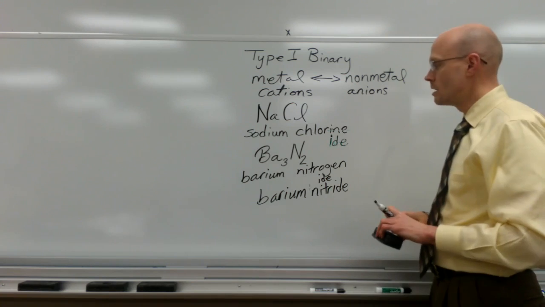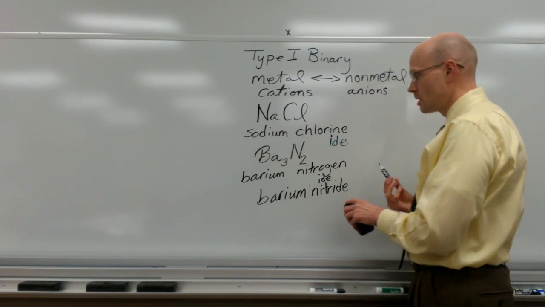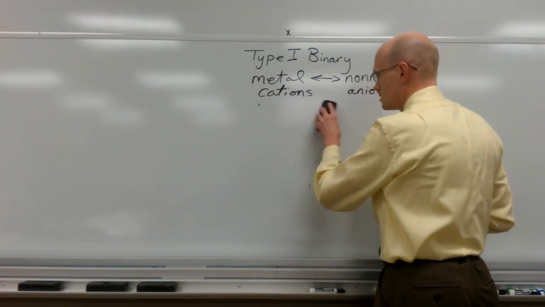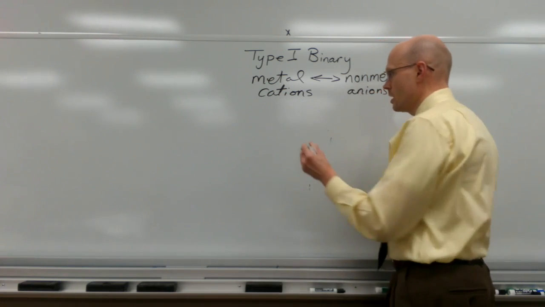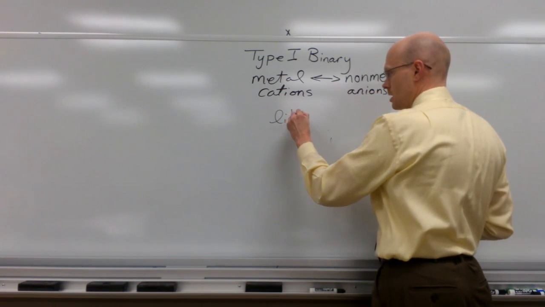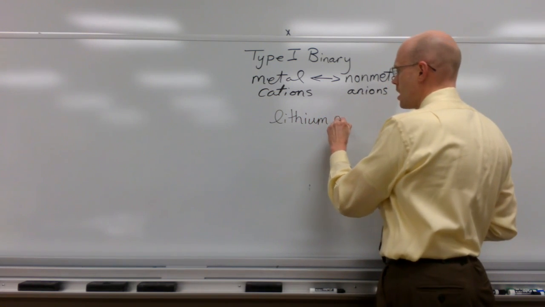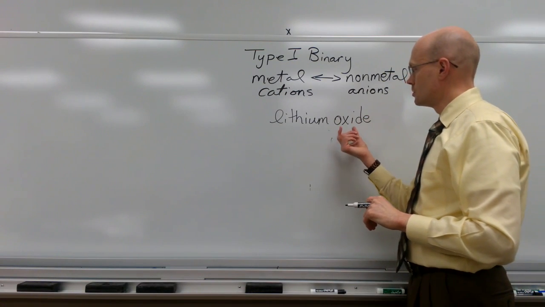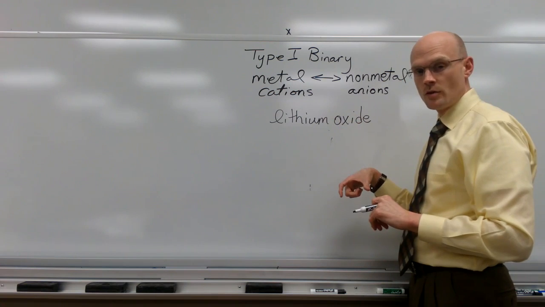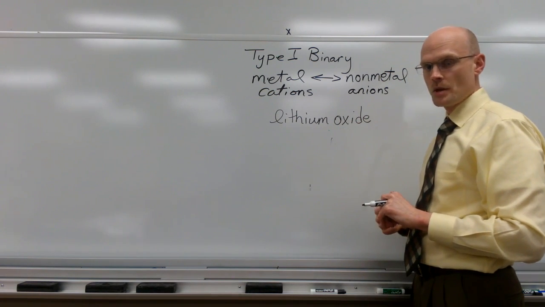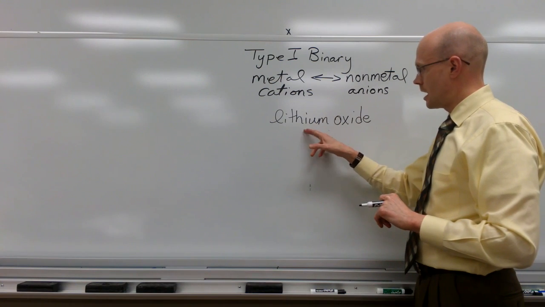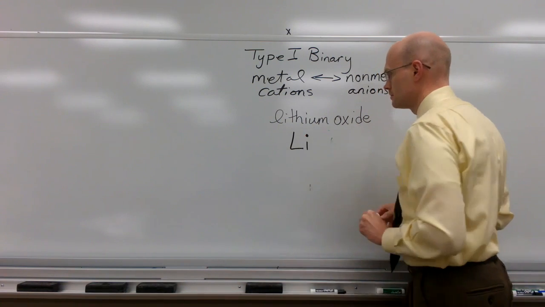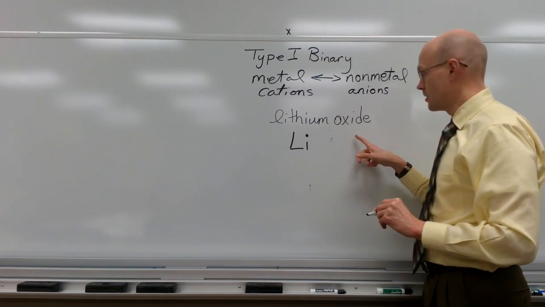Okay? Now, let's try to go from the name back to the formula. Let's try some of those. So, let's say we have the name lithium oxide. This is the name of our compound, and we want to take the name and create the formula that corresponds to this. Okay? The first thing we want to do is identify the two elements involved. Lithium, which is Li, and oxide is coming from oxygen.